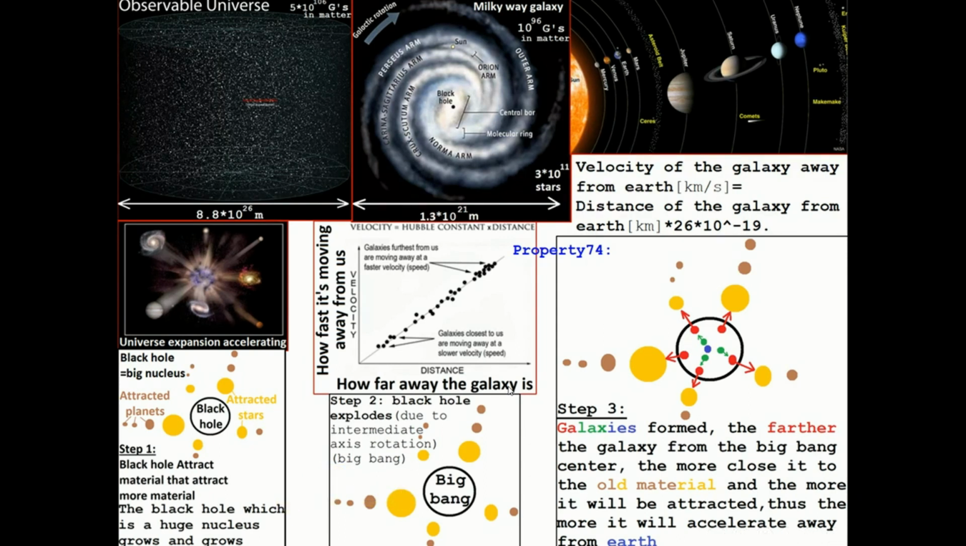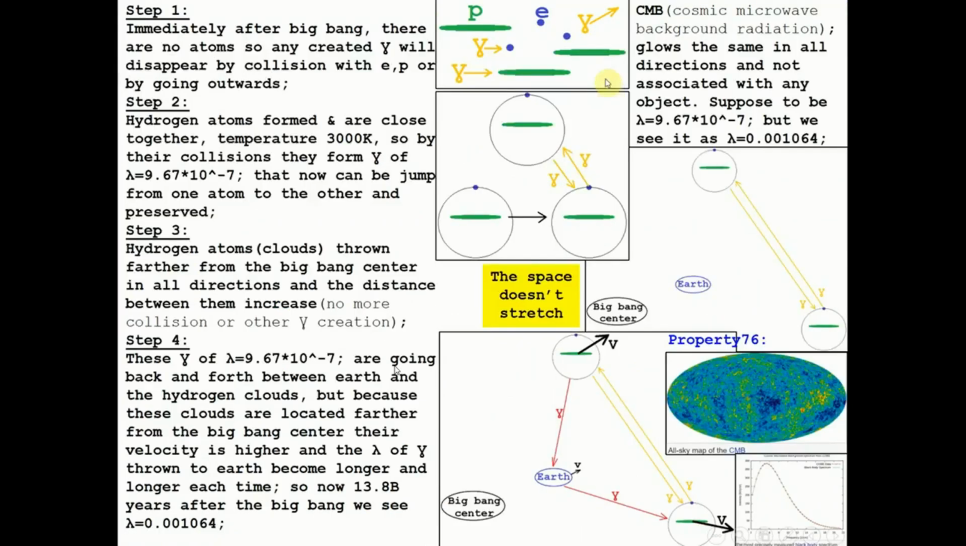Therefore, around the location of this Big Bang, there is a lot of material. In the next step, after this big explosion, galaxies formed. The farther the galaxy is from the Big Bang center, the closer it is to the old material, which was around the black hole, and the more it will be attracted by this old material. Therefore, the more it will accelerate away from the Big Bang center. And because when we look at other stars we see just the relative velocity, we see that all the stars accelerate away from us.